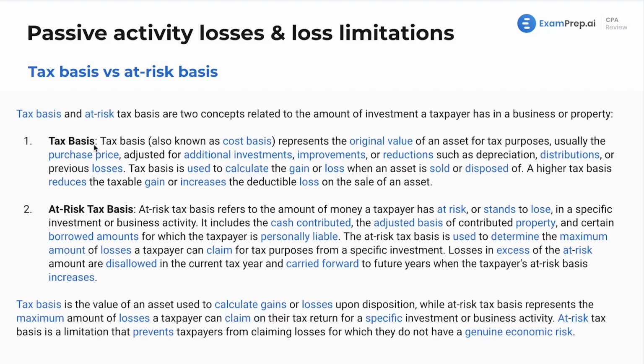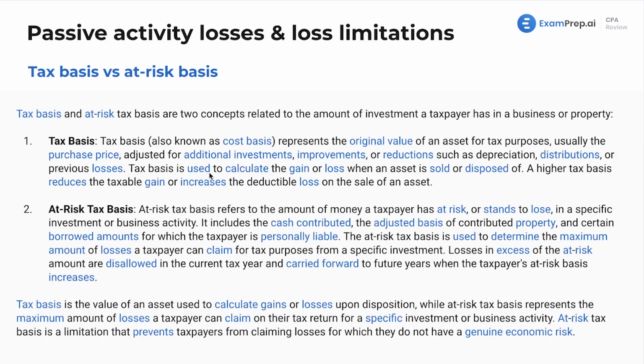This is also known as your cost basis, your tax basis right here. This is going to represent the original value of an asset for tax purposes, usually the purchase price. Now, again, this can also be a physical asset, like I bought a truck, something like that. But we will see it mostly for partnerships. That's why I keep saying that. And that can be your purchase price into a partnership. You're buying into a partnership that is an asset, adjusted for additional investments, contributions, improvements, reductions such as depreciation, distributions such as partnership distributions, or any previous losses.